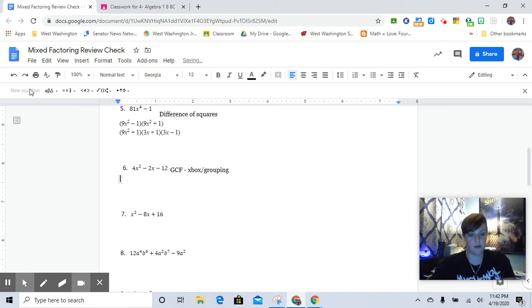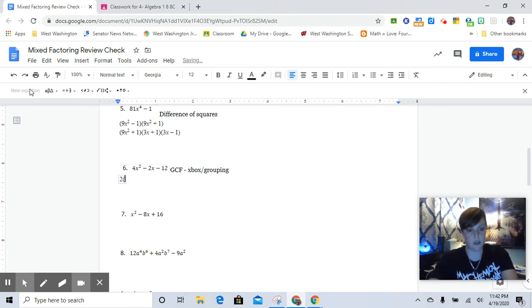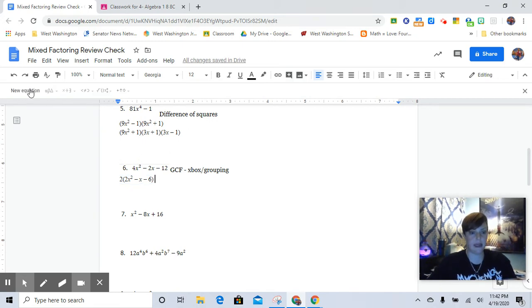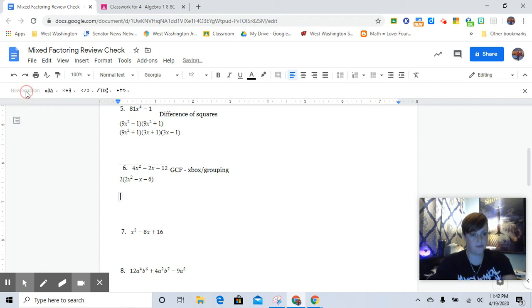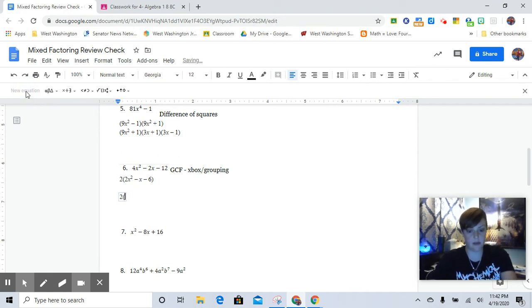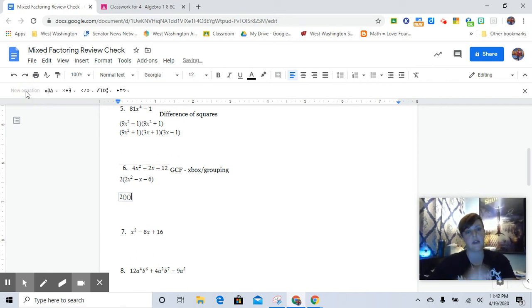The first thing we want to do is factor out our GCF, and that is 2. And then we are left with 2x squared minus x minus 6. And again, we are going to leave that 2 out in front, and then we are going to set up our parentheses for the final factorization. And so this 2 is that GCF, and it needs to be included.